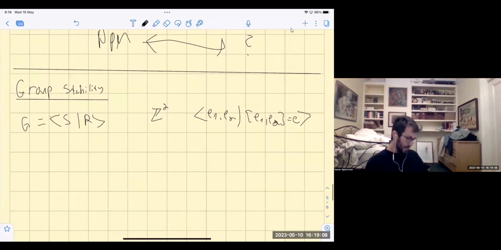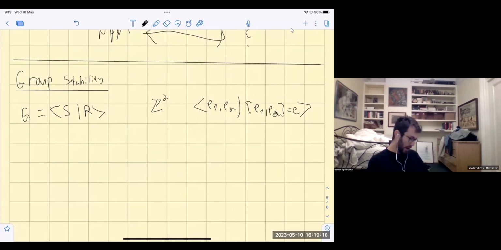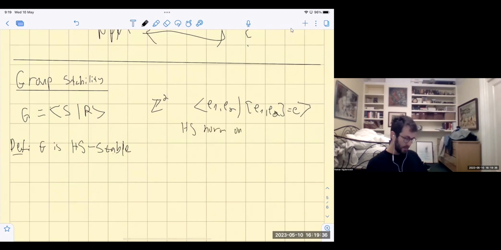Now, so what is the definition? G is, and I use here the notion Hilbert-Schmidt stable, because there are many different notions of stability, and this notion will be related to matrices with a certain norm called the Hilbert-Schmidt norm. So the Hilbert-Schmidt norm on U(n) is the following.